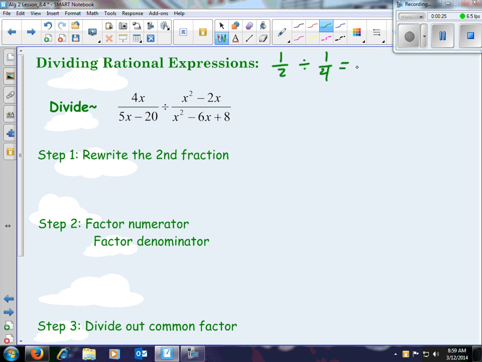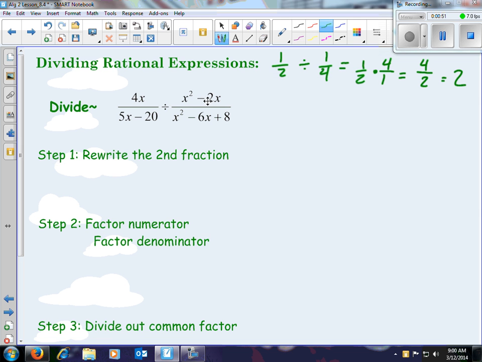Hopefully you would tell me that we take 1/2 and then we multiply by the reciprocal of our second part. So we multiply by 4 over 1. Then we would get 4 over 2, which is 2. So hopefully you would tell me something like this. We're going to do the same thing with rational expressions, so we don't actually have to divide anything. We're just going to multiply.